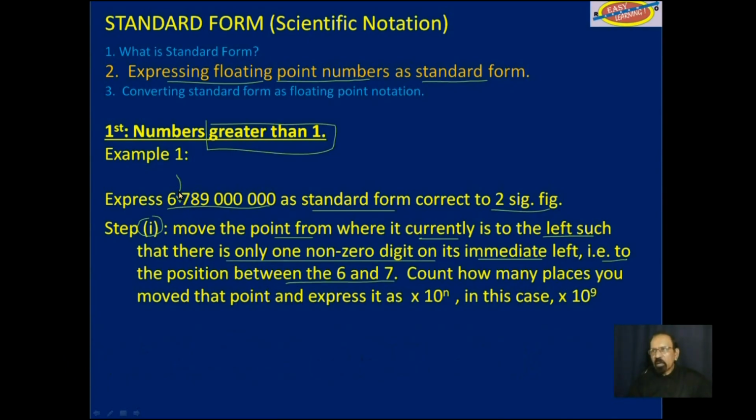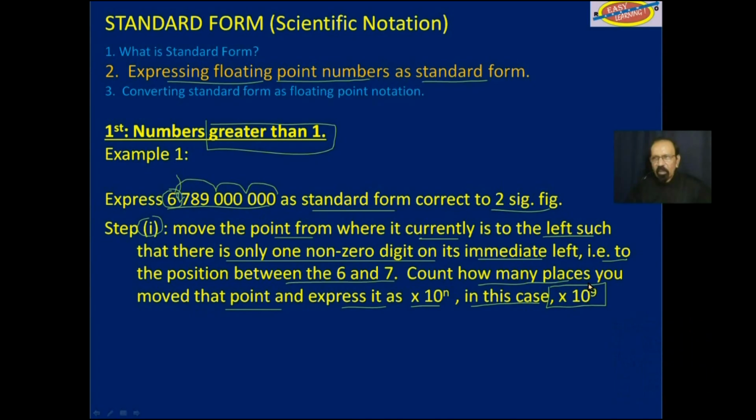So only one non-zero digit will be on the left of the point. Now, once you get that, you count how many places you move that point and express it as times 10 to the n, and n being the number of places you moved it. So in this case, we moved it 3 and 3, 6 and 3, 9. So we would write times 10 to the 9th.